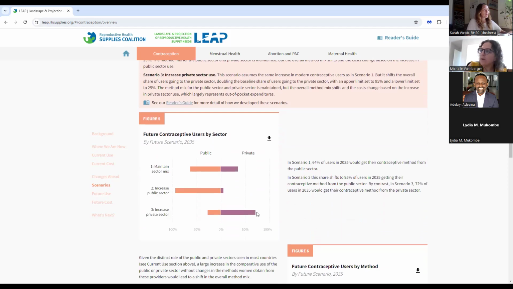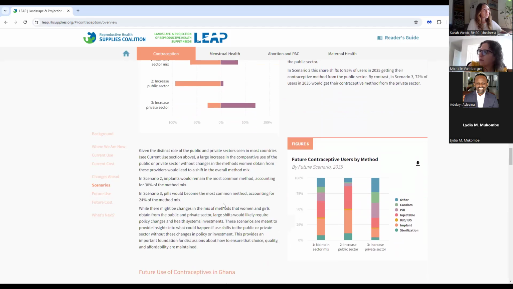So this graph shows the current overall mix in Ghana. You have about 64% of users going to the public sector and 36% going to the private sector. In our increased public sector scenario, that jumps up to 95%. So that doubling pushes it up to our maximum. And in the increased private sector scenario, the private sector share would jump up to 72%.